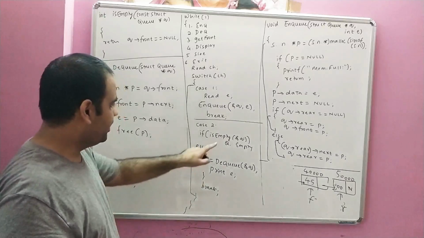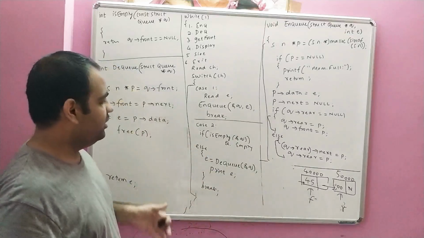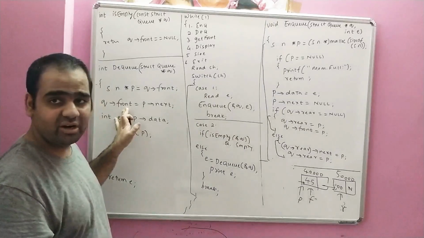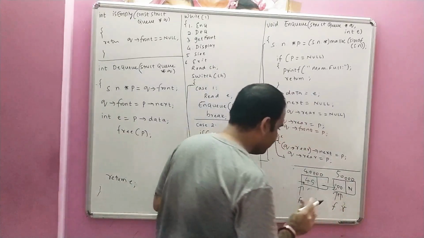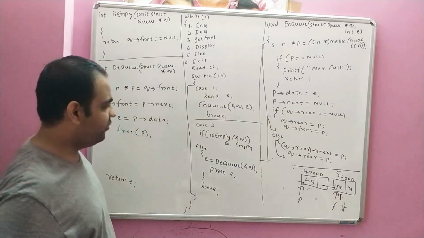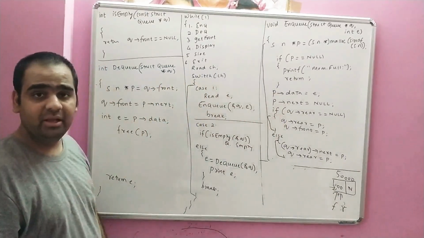Suppose I want to dequeue again. Is the queue empty? Is Q arrow front equal null? No. You say P is equal to Q arrow front. The next line is front is equal to P arrow next. This becomes the front end of the queue. E is P arrow data. E becomes 45. Free P. That means this will go, return E, and 45 will be returned back.